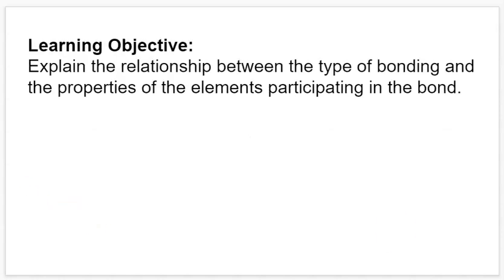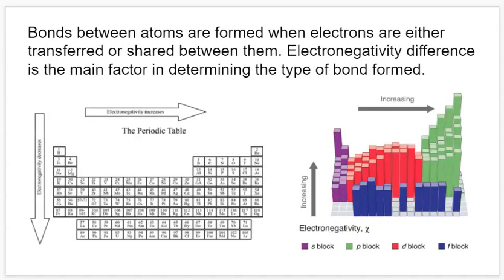Our learning objective for this one is to explain the relationship between the type of bonding and the properties of the elements participating in the bond. So when we talk about bonds in chemistry, we're talking about electrons that are moving between atoms. And these electrons are either going to be shared, where they sort of hover in between the two atoms and exist on both of them simultaneously, or the electrons are transferred from one to the other and stay there.